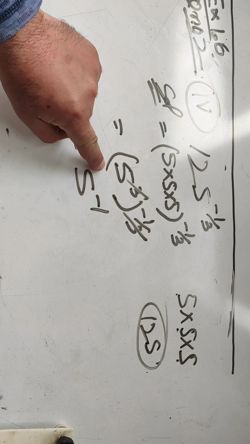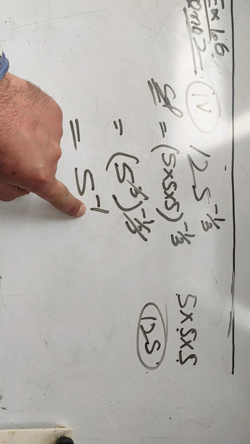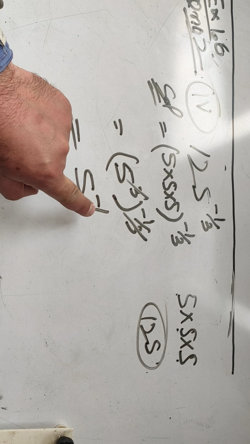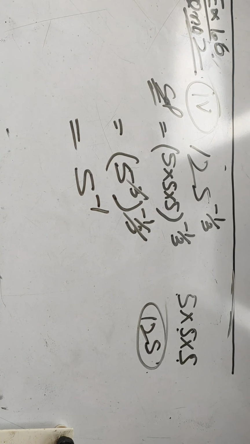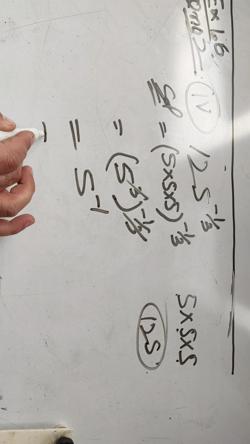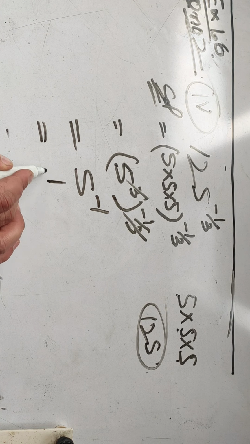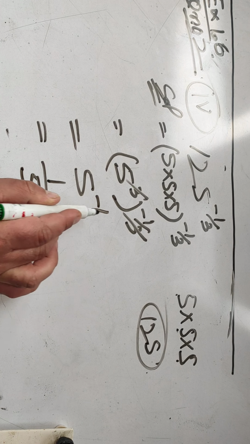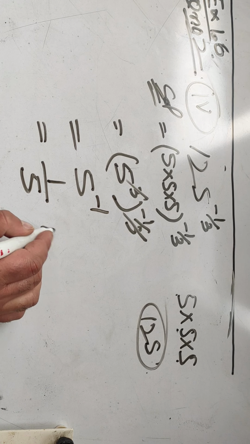If you take the reciprocal of the base, the power changes its sign. If it is negative, it will be positive. If it is positive, it will be negative. Now, let's take the reciprocal of the base. 5 divided by 1, it is 1 by 5, raised to the power 1, now it becomes positive. Now raised to the power 1, we don't need to write. This is the answer.